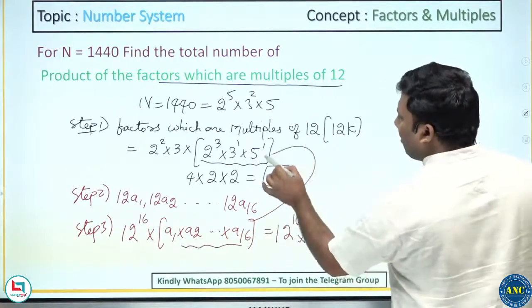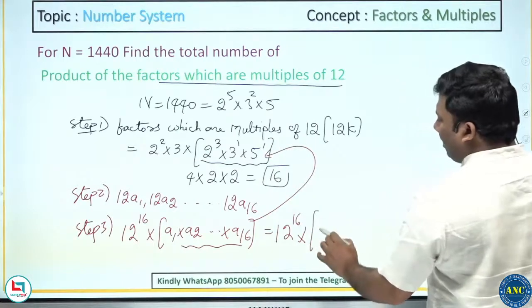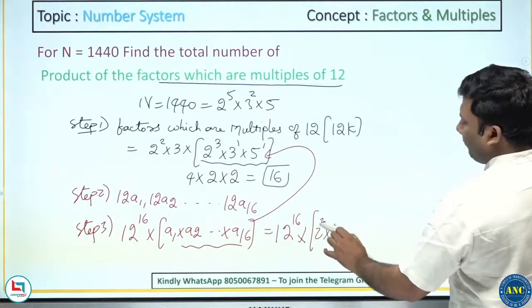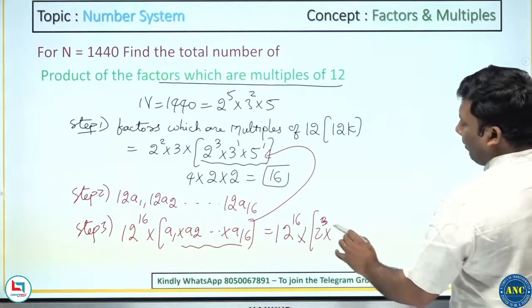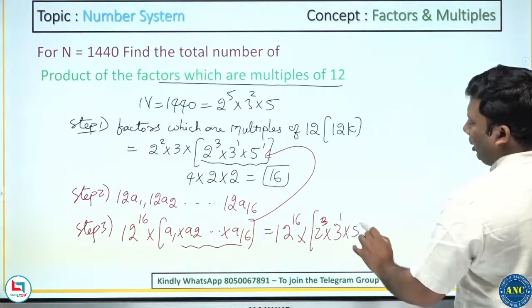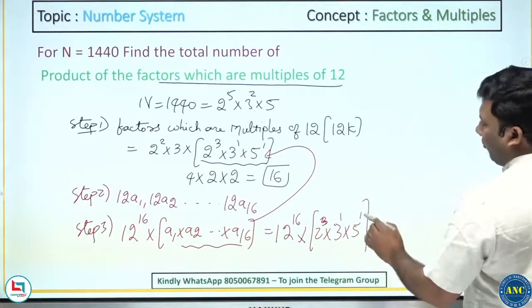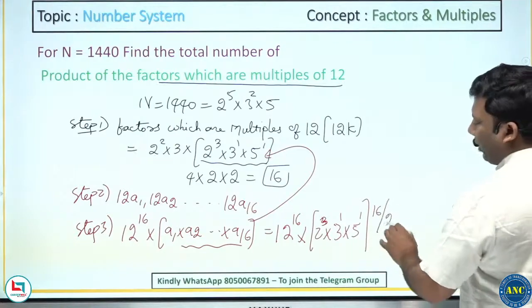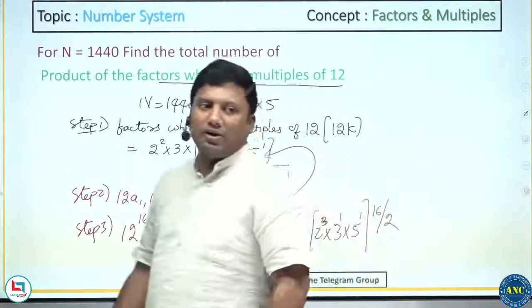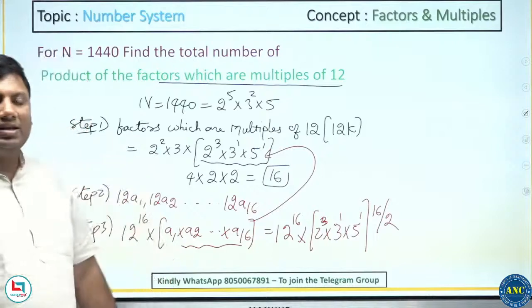For which number did I get this? This number I got is number power number of factors by 2, that is 2 cube into 3 power 1 into 5 power 1, with number of factors by 2. I hope the idea is clear.